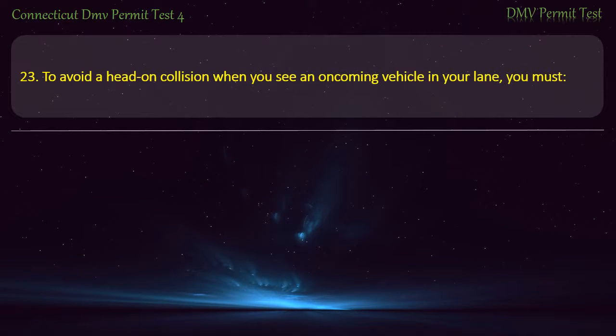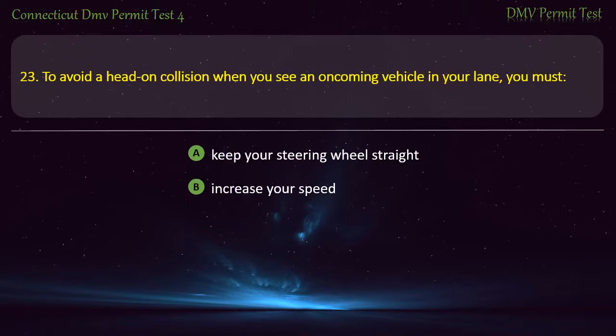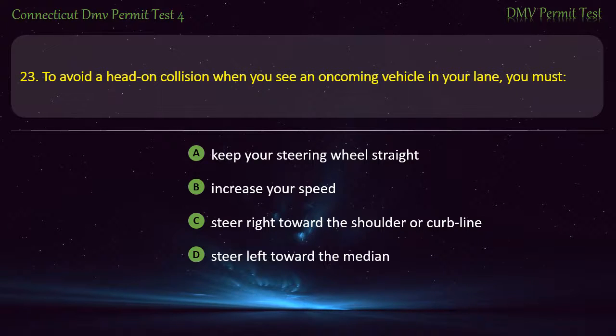Question 23. To avoid a head-on collision when you see an oncoming vehicle in your lane, you must: Keep your steering wheel straight. Increase your speed. Steer right toward the shoulder or curb line. Steer left toward the median. Answer: Steer right toward the shoulder or curb line.